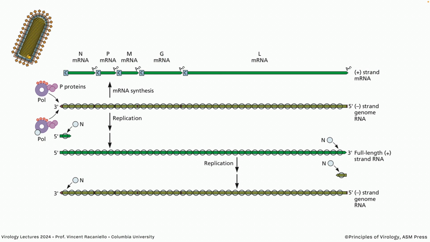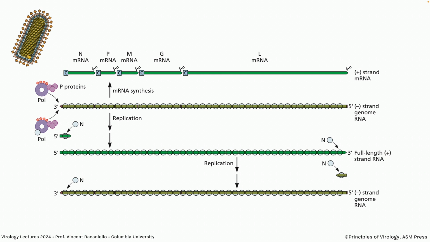At some point in replication, you have to have a switch from mRNA synthesis to making genomes, because towards the end of a cycle, you need to make viruses, you need genomes for that. How do you do that? So you have to have some way of making full-length plus strands as the intermediate. These mRNAs cannot serve as an intermediate. They're pieces and they're not full-length copies.